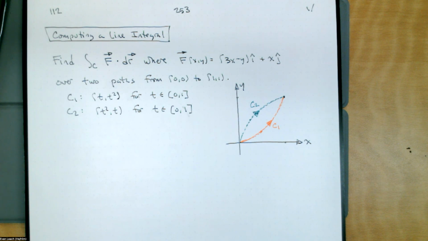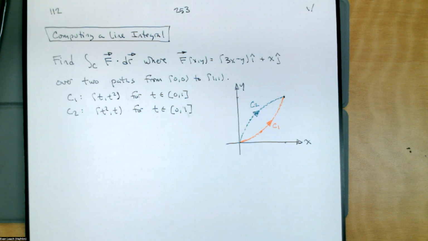So I want to calculate the line integral over C, actually C1 and C2, of some vector field F dot dr. Dot dr is what gives away that this is a line integral and C should be a one-dimensional curve. So dr is going to be a little piece of that curve. And here's our vector field, 3x minus y in the i direction, and x in the j direction. I just stole this from somewhere. I think I probably got this one from the book.